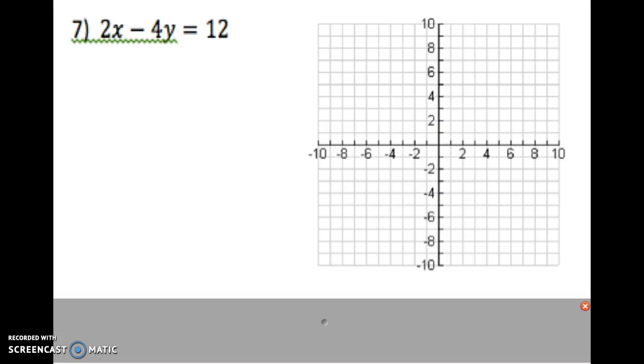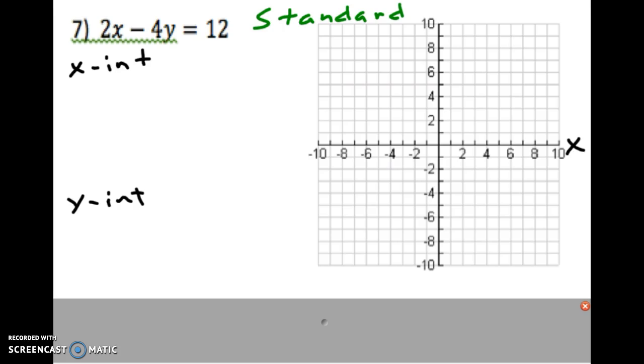Moving on to 7. 7 is written in what they refer to as standard form. Both the x and the y are on the left side of the equation, the constants on the right. The easiest way to handle these typically is to work with the x-intercept and the y-intercept. The x-intercept would be where we cross the x-axis. The y-intercept would be where we cross the y-axis.